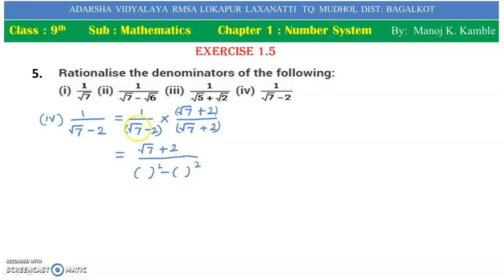Okay, what is the meaning of a here? Square root of 7. And what is the value of b? That is 2. So it becomes square root of 7 plus 2 whole divided by, square root and square get cancelled, that is 7 minus 2 square is 4, that is equal to square root of 7 plus 2 whole divided by, that is 3. 7 minus 4 is equal to 3, and this is the final answer.